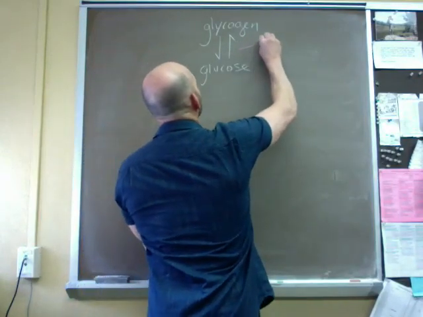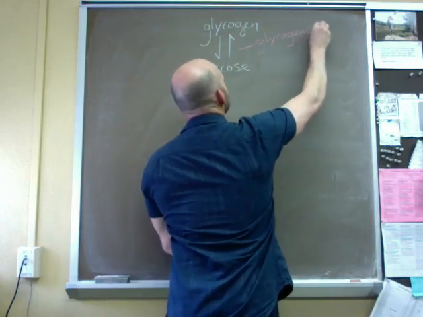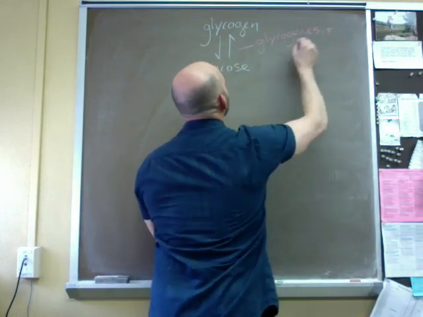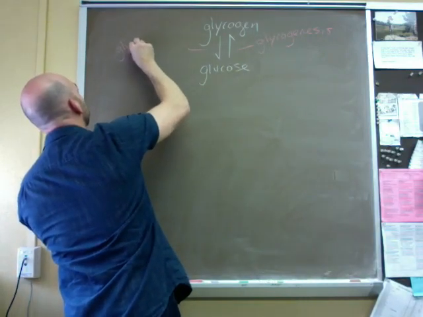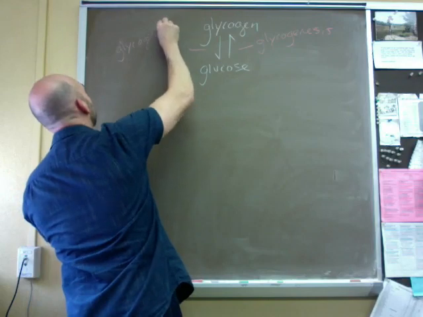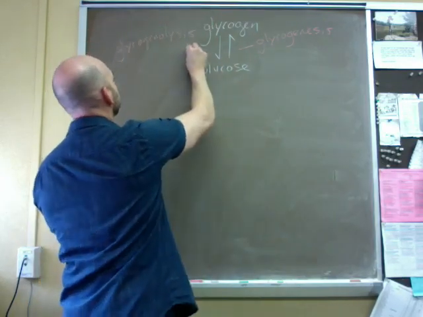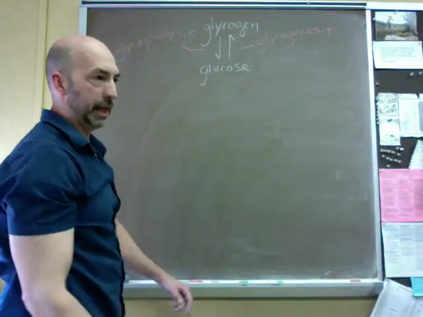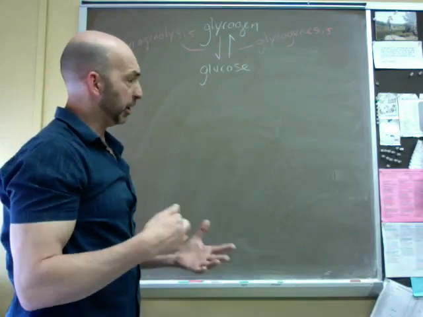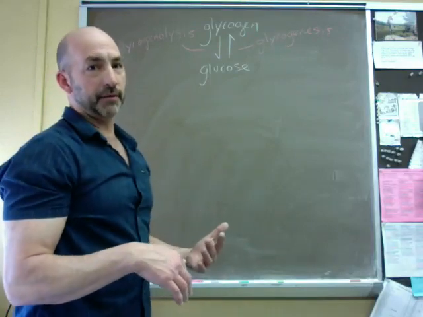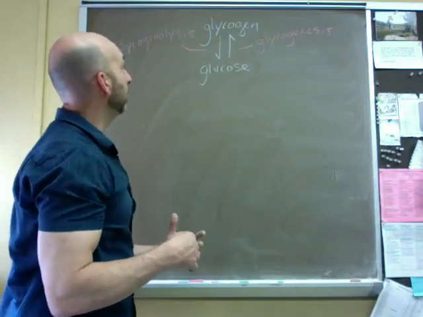And so this would be glycogenesis. And this arrow would be glycogenolysis. Just to name the pathway, because again, when we start bringing the hormones in and which pathways these hormones stimulate or inhibit, we need to know the names of the pathways and understand what those terms mean.